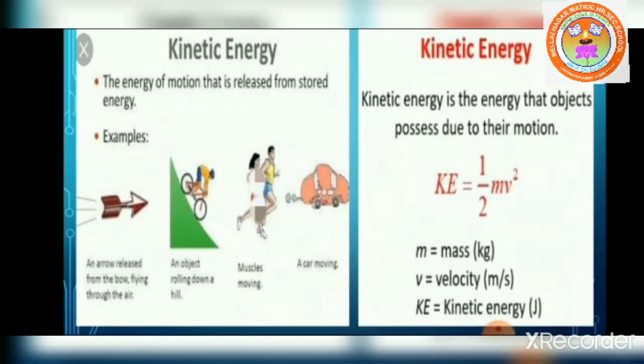So what is the formula of kinetic energy? Kinetic energy is the energy that objects possess due to their motion. So mass m, velocity v, and kinetic energy KE. What is the unit of mass? kg. What is the unit of velocity? m/s. What is the symbol of kinetic energy? That is J.